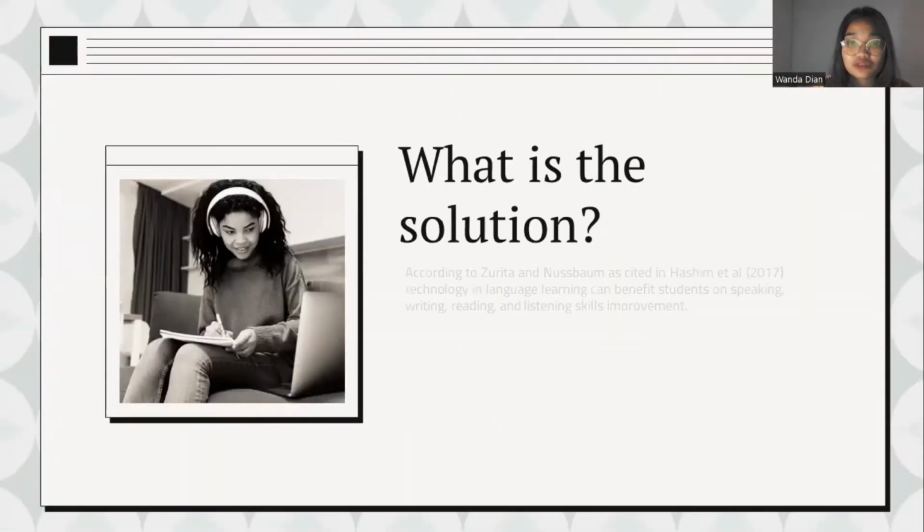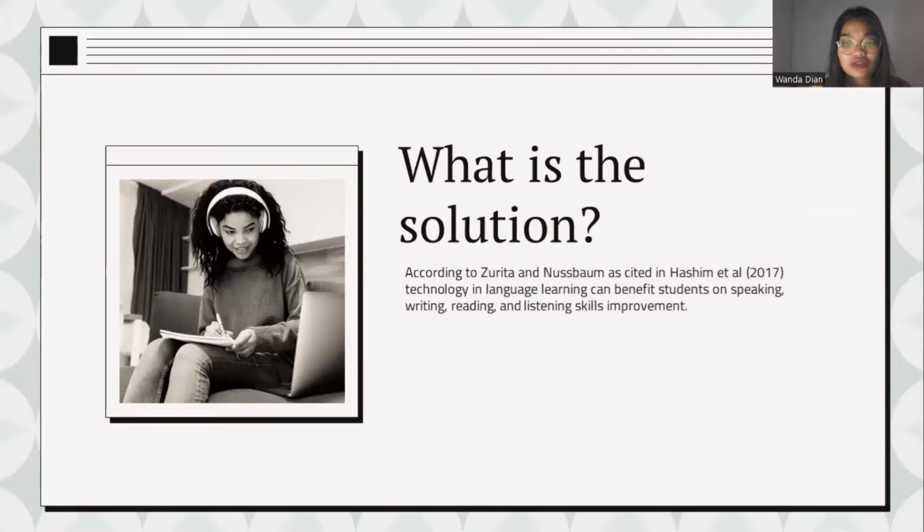And what is the solution for this problem? According to Zurita and Nussbaum cited in Hasim et al. 2017, technology in language learning can benefit students in speaking, writing, reading, and listening skill improvement. ICT can be a potent tool that can make the learning process more influential and also more effective. And talking about the adoption of technology in the learning process, MOL can be a solution for that.